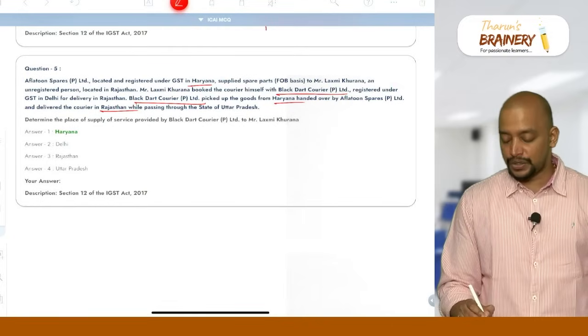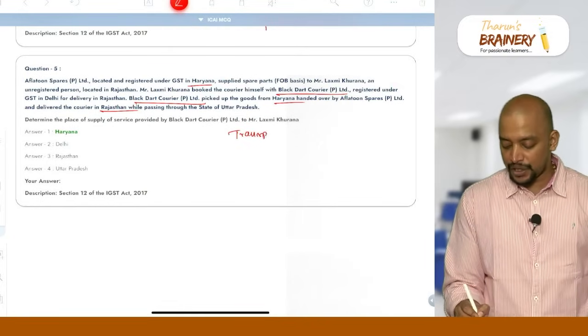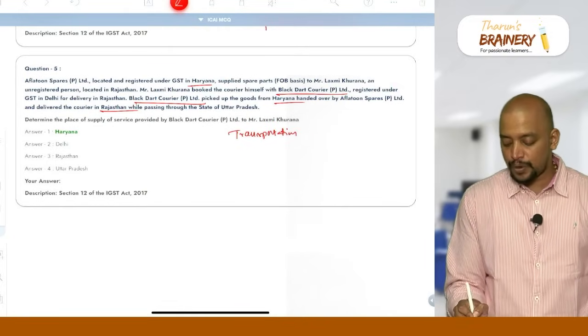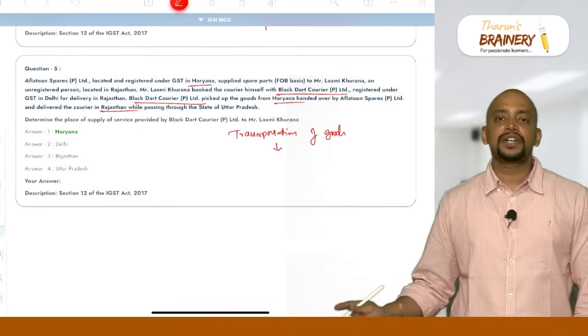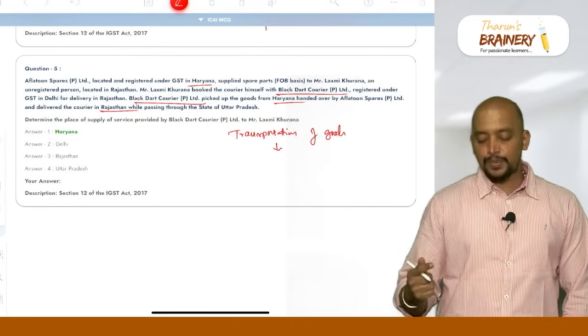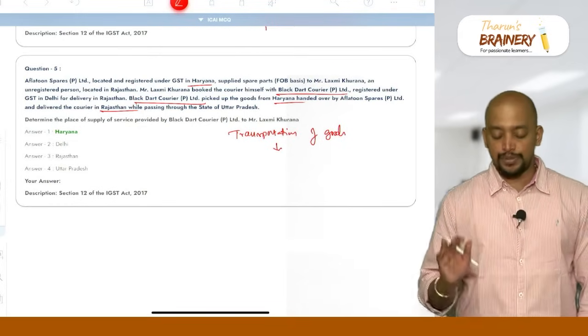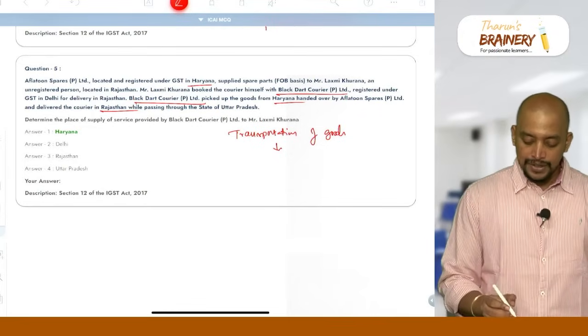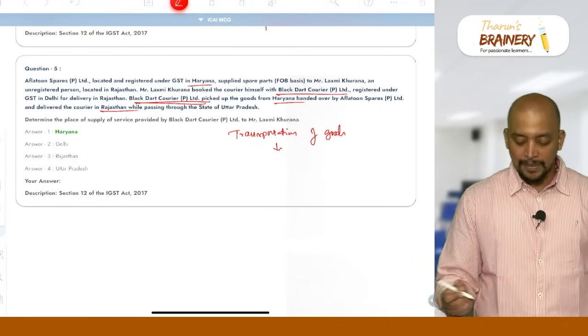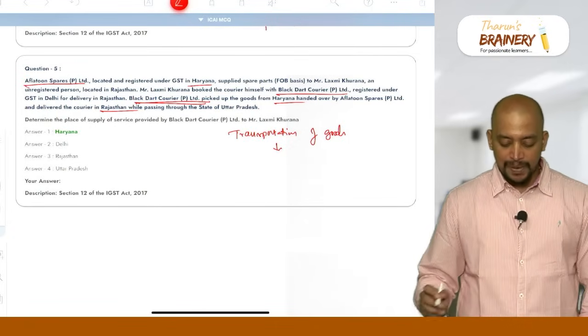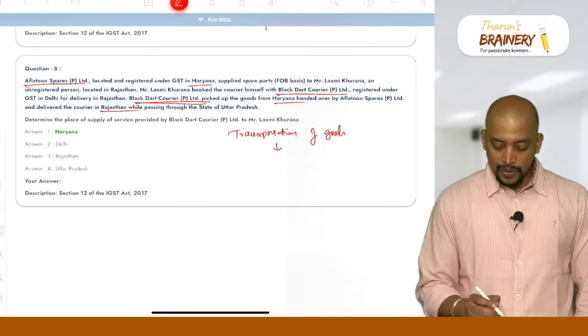What is this particular service? Transportation of goods. In case of transportation of goods, we have an amendment. So what does it say? What is the amendment? For transportation of goods, we need to see B2B or B2C. B2B, location of recipient. So who is the supplier? Black Dot Courier is the supplier, and who is the recipient? Aflatun Spares is the recipient.